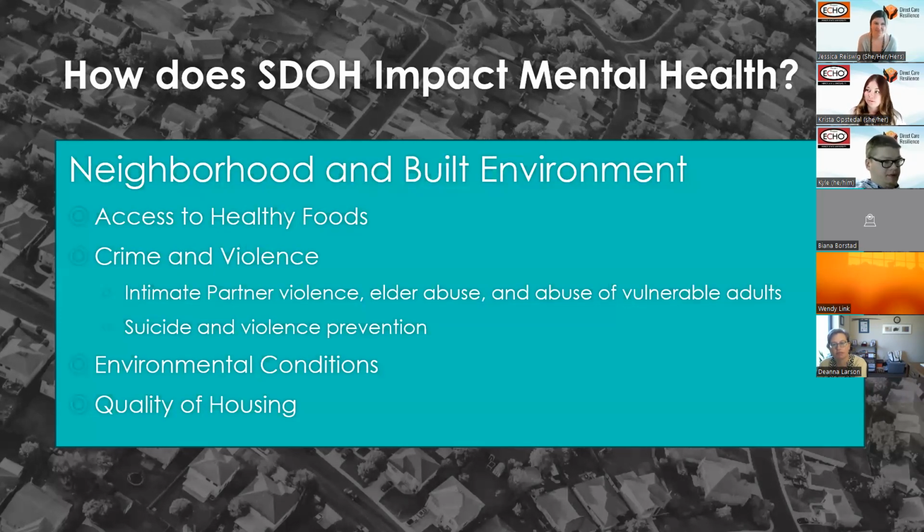With neighborhood and built environments, we talked about access to healthy foods. Some places may not have access to full supermarkets, or might not have access to transportation. Some households might be subjected to crime and violence. And when they talk about that, they're talking about possibly intimate partner violence. There might be elder abuse and abuse of vulnerable adults, which is our field in the disability field.